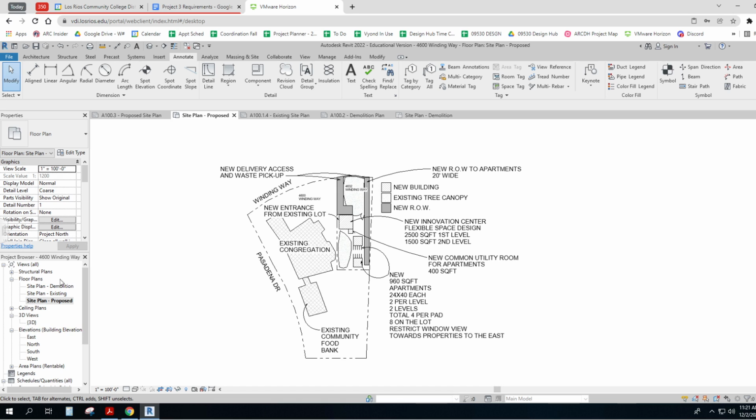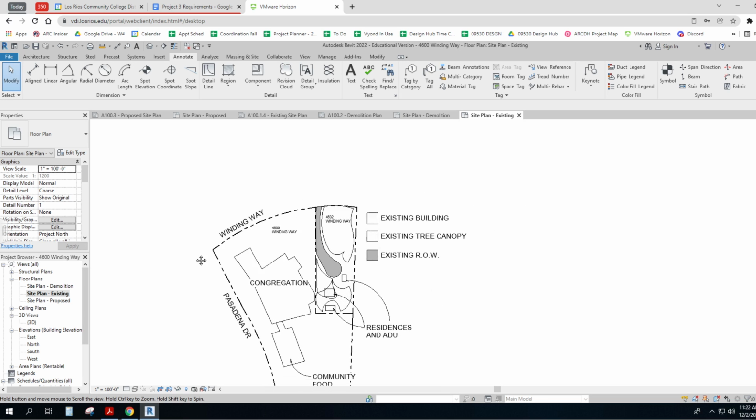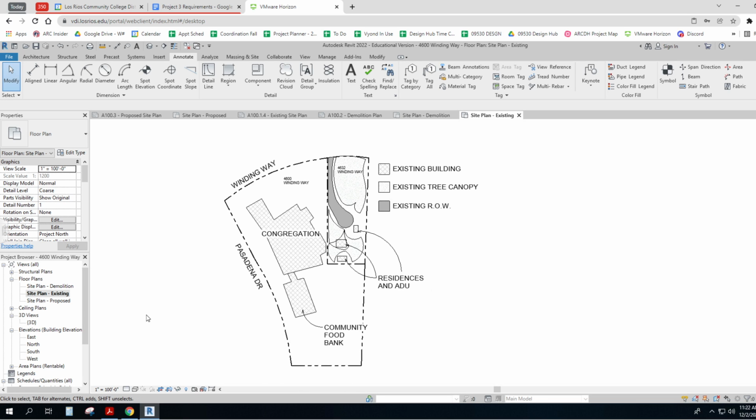But yeah, for the demolition, it's very easy, just work with the 4632. Okay, and that's just on the demolition, so the existing and the proposed would show the full of both sites, and then the demolition. Yep. That makes sense. Okay. And then of course, put them on some sheets.